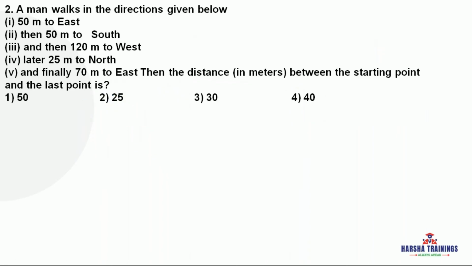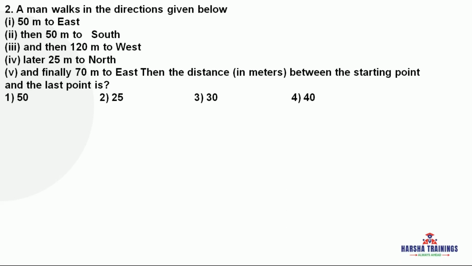Next problem. A man walks in the directions given below. 50 meters to east, then 50 meters to south, and then 120 meters to west, later 25 meters to north, and finally 70 meters to east. Then find the distance between starting point and the last point. Only find out the distance. How many meters did he travel?